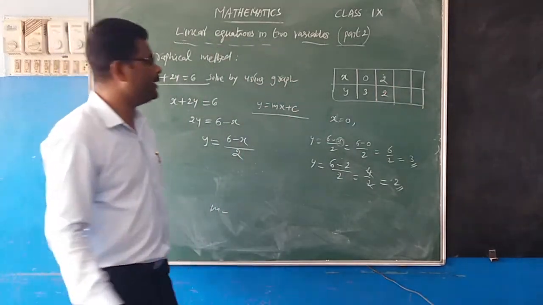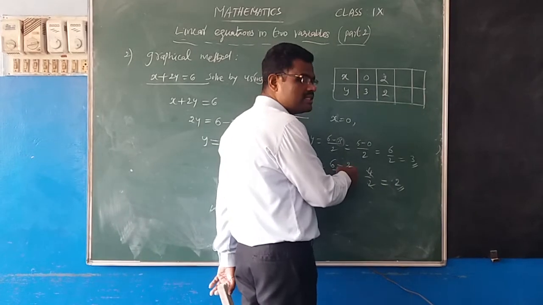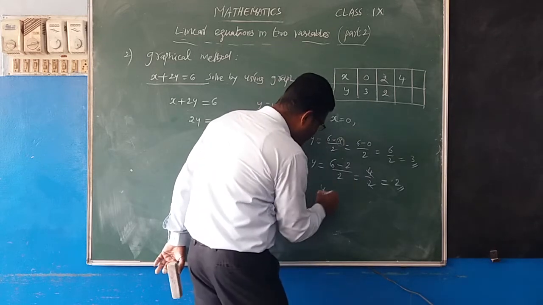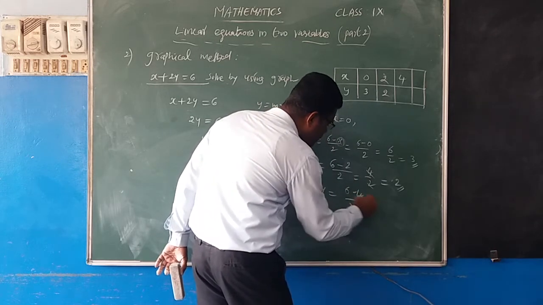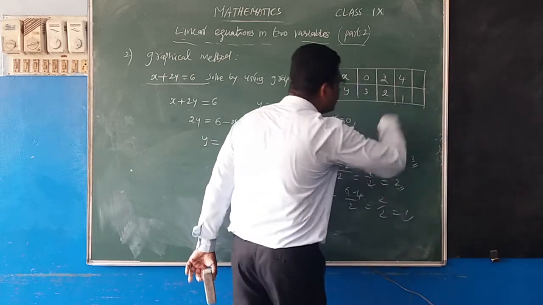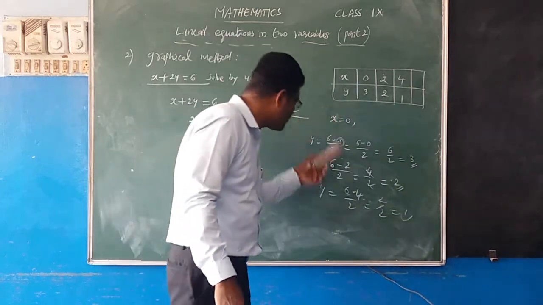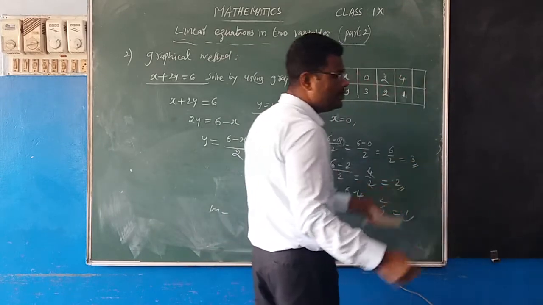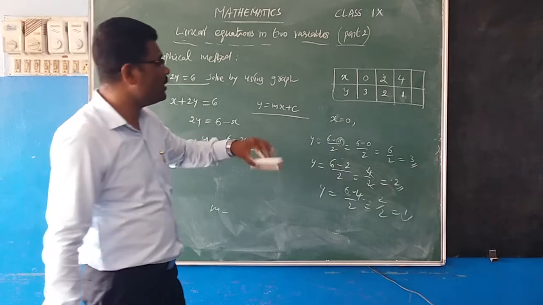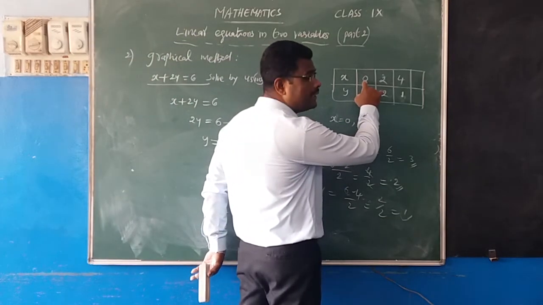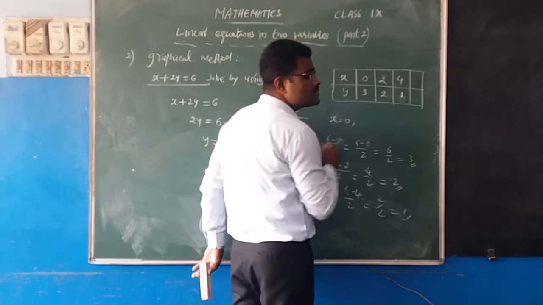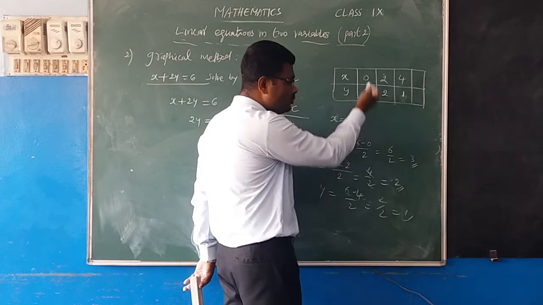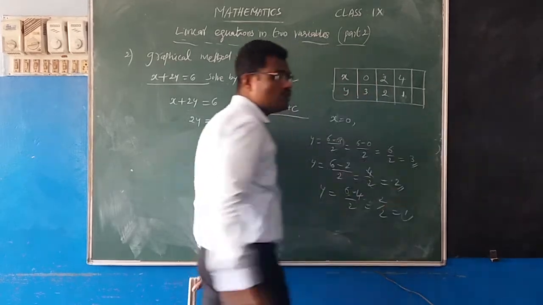X coordinate, y coordinate. What about 3? 6 minus 3 is 3. 3 by 2 we cannot take. Take 4. If it is 4, y is equal to 6 minus 4 divided by 2. 6 minus 4 is 2 by 2. That is equal to 1. Understood? Just placing the values of x so that we get the values of y. Minimum 3 values, maximum any values. What I did is I have taken only the positive numbers. You can take negative numbers also. But if you take negative numbers, sometimes you may get confused. Just take positive numbers.